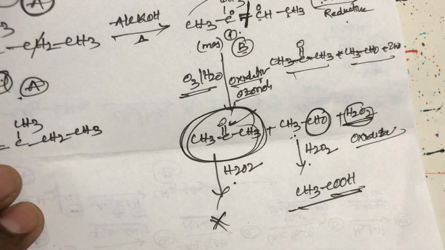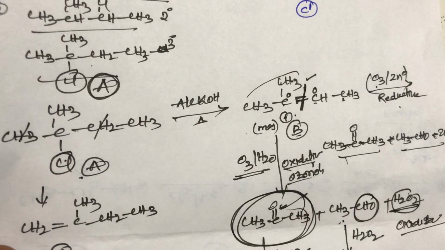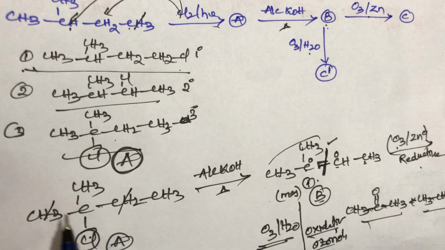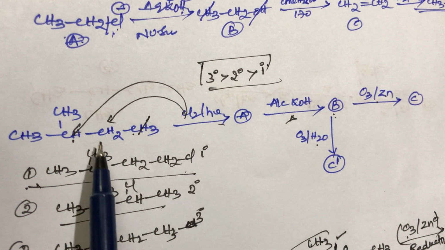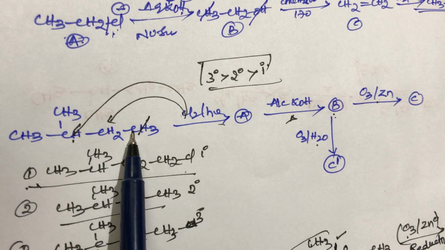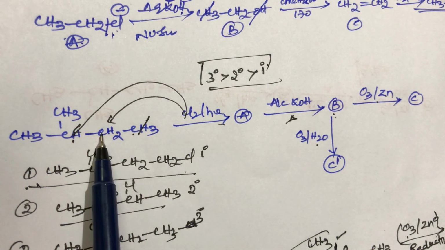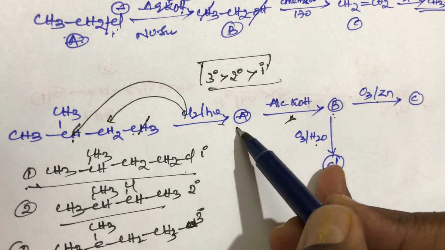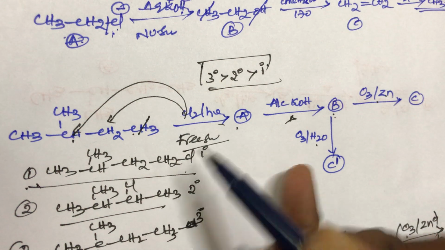This is very important, student. This is the simple trick, that is ozonolysis. Simple tricks for conversions in hydrocarbons: the first conversion is by free radical mechanism. 2-methylbutane reacts with chlorine in the presence of sunlight to give A compound. It undergoes a free radical substitution mechanism.